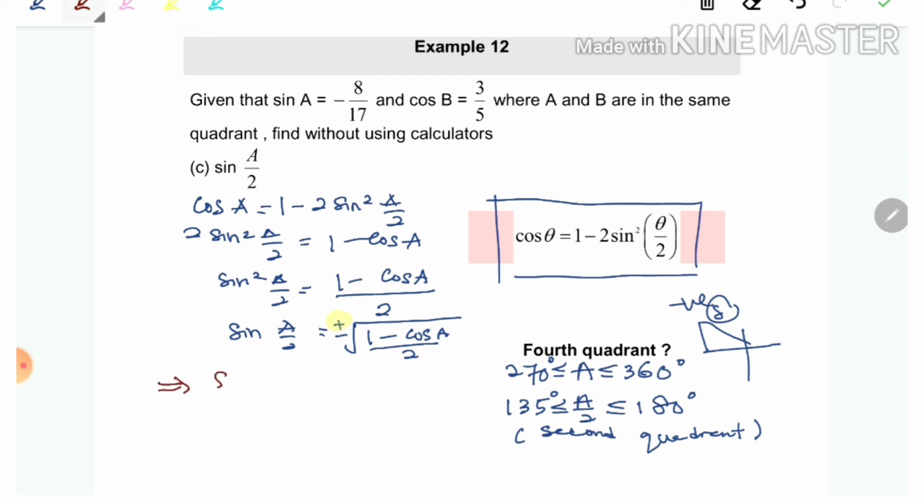Next, we can say that sine A over 2 equals square root, positive only, of 1 minus cos A, which is 15 over 17, divided all by 2. The final answer to this question is 1 over 17.